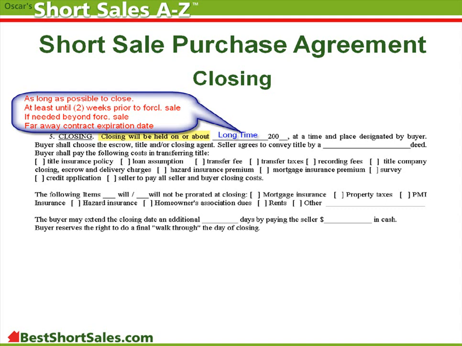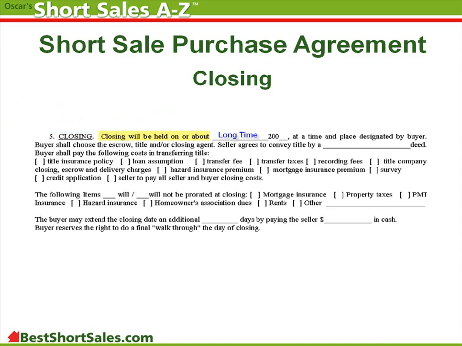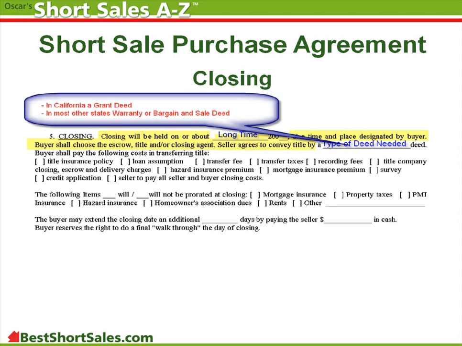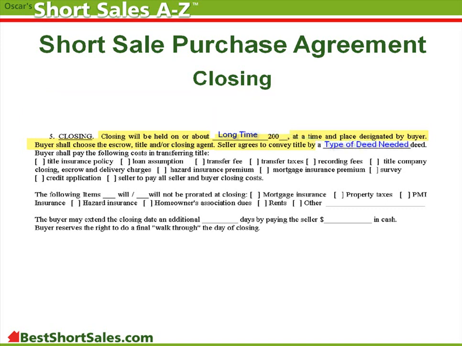If needed, it should go beyond the foreclosure sale date, so the contract should have an expiration date that's as far away as possible. At a time and place designated by buyer, buyer shall choose the escrow, title, and/or closing agent. You want to close at your preferred place. The contract continues. Seller agrees to convey title by type of deed needed. In California, a grant deed, a warranty or bargain and sale deed in most other states. Buyer shall pay the following costs in transferring title. You do not want to pay any closing costs. You select seller to pay all seller and buyer's closing costs.